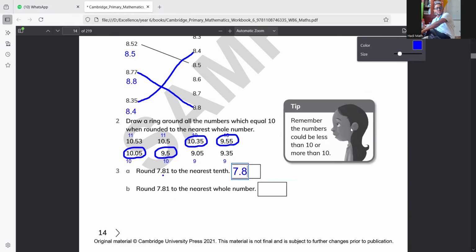They say round this to the nearest whole number. The whole number is which one? The whole number is the number on the left of the decimal point, which is the 7. Then look on the right, you have 8. 8 is more than 5. Then you're going to add. You add 1 to the 7. So the answer will be what? Will be 8.